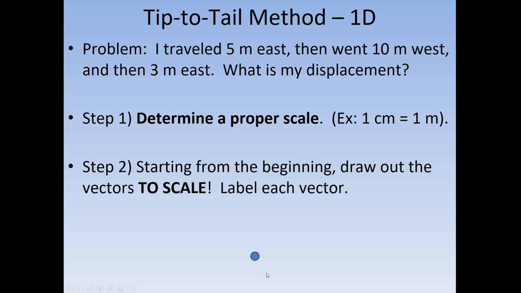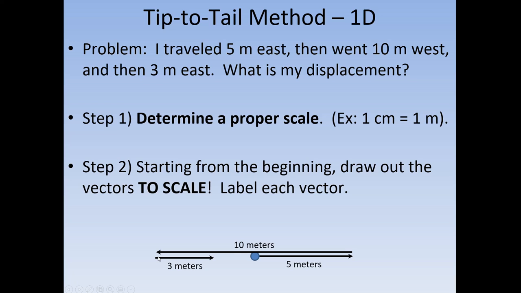Once you get the scale, then you pick a start. If they don't tell you what the starting point is, then you can pick one. But for the most part, there will always be some starting position. From there, you draw the vectors to scale, and make sure to label them. For example, I traveled 5 meters east, so I draw an arrow that's 5 centimeters east, because 1 centimeter equals 1 meter. From the tip of that arrow, I then draw 10 meters west, and from the tip of that arrow, draw 3 meters east.